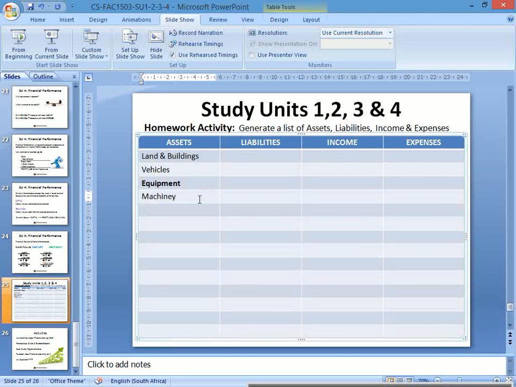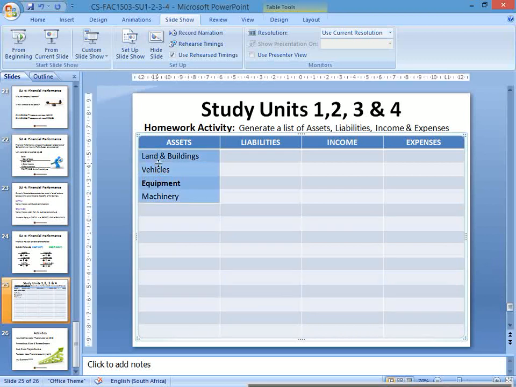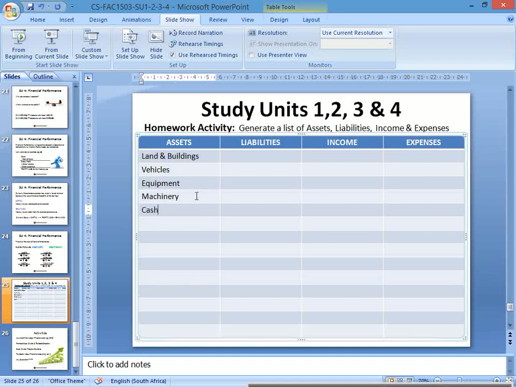Machinery, we can put that in. There are so many different assets. Those aren't the only ones. As you go through the material, you can add to the list. If you guys can think of any others, add them. Let's see what you come up with. Cash. There are others. We'll see more as we go through the course.